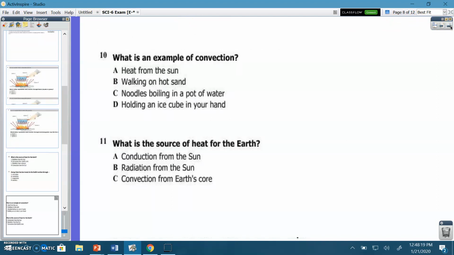Number 10, what is an example of convection? A, heat from the sun. B, walking on hot sand. C, noodles boiling in a pot of water. D, holding an ice cube in your hand. Number 11. What is the source of heat for the Earth? A, conduction from the sun. B, radiation from the sun. C, convection from the Earth's core.